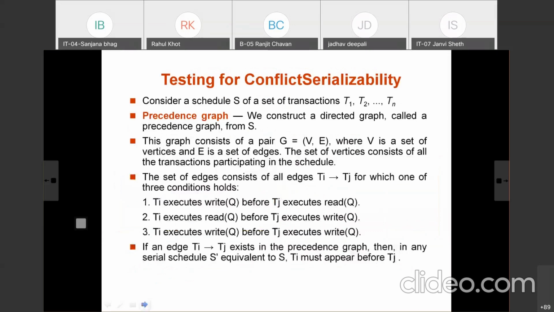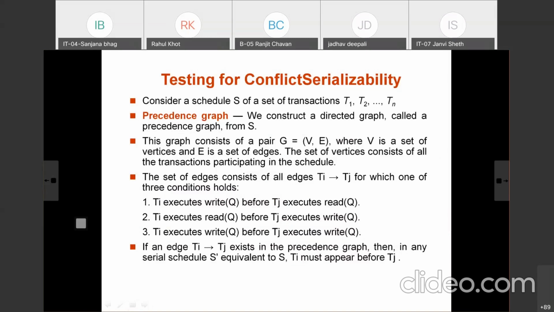Now the next topic: how to test for conflict serializability. A simple method is used here to test whether the schedule is conflict serializable, yes or no. What method is used here?